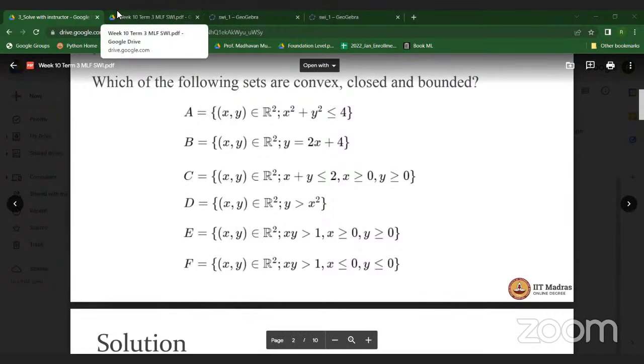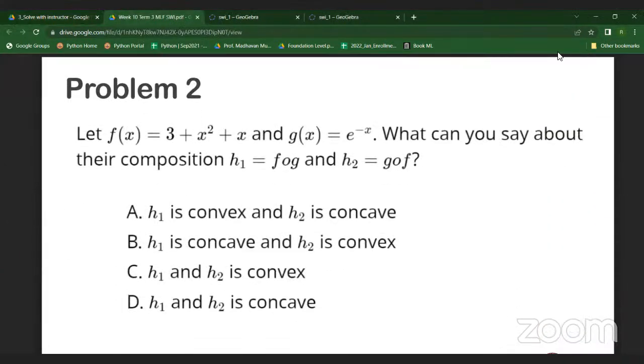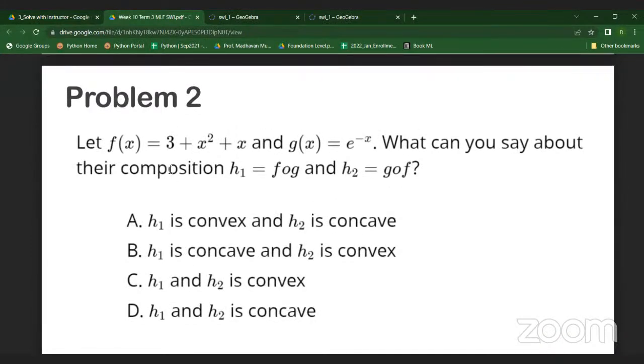Yes. Okay, let's move on to the second one. So now we have two functions, f of x equals 3 plus x square plus x and g of x equals e power minus x. What can you say about their composition h1 equals f of g?